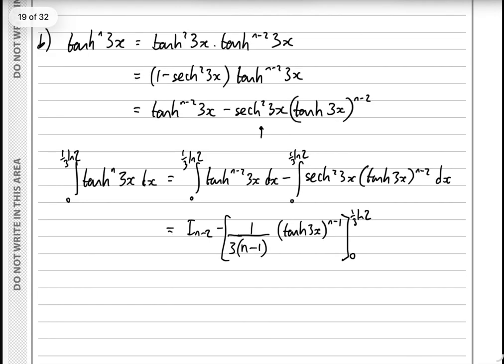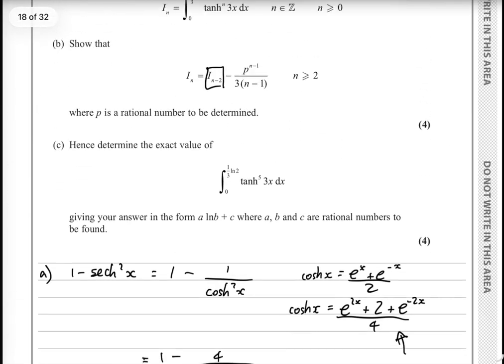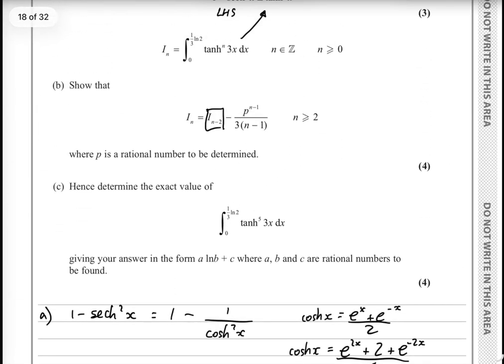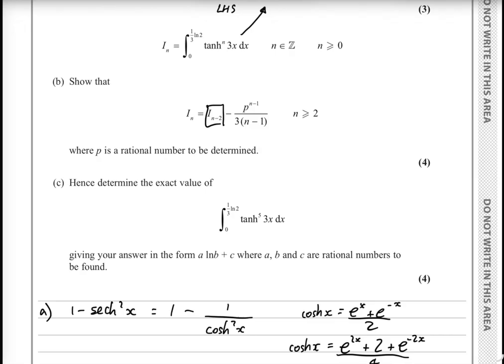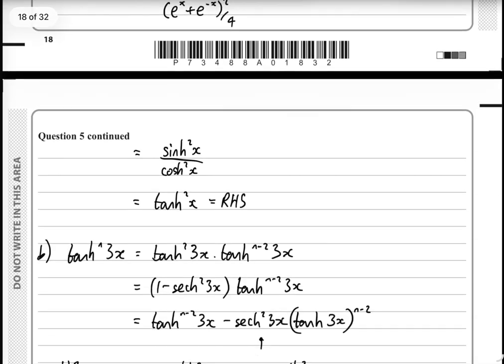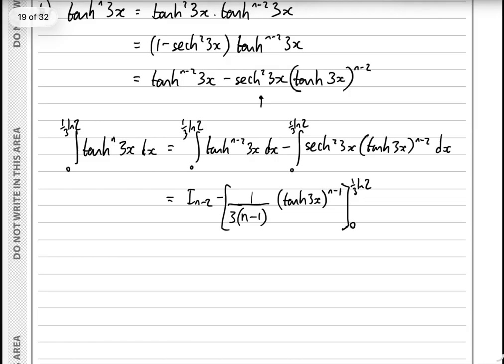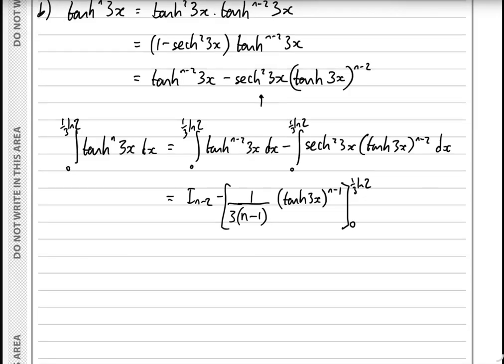And I'm just going to pause and check that that does match, that we're on track. 3n minus 1, yes, the denominator looks good. P to the n minus 1, where p is a rational number, is the only thing left to find, and that's when we put our limits into tanh 3x to the n minus 1. Let's do that, but I don't have a hyperbolic function on my calculator, so I'm going to just quickly go through to see what these limits would be.